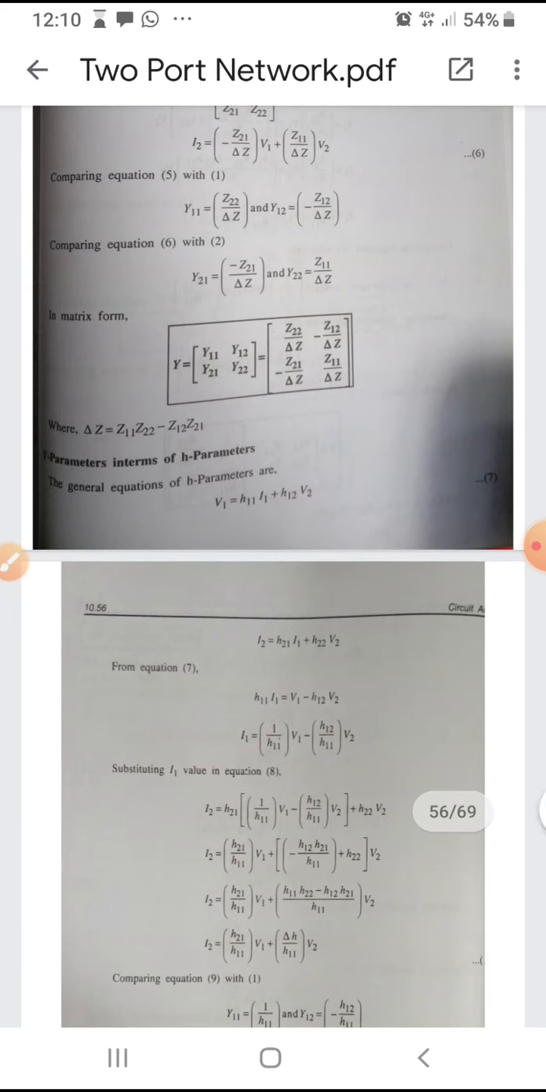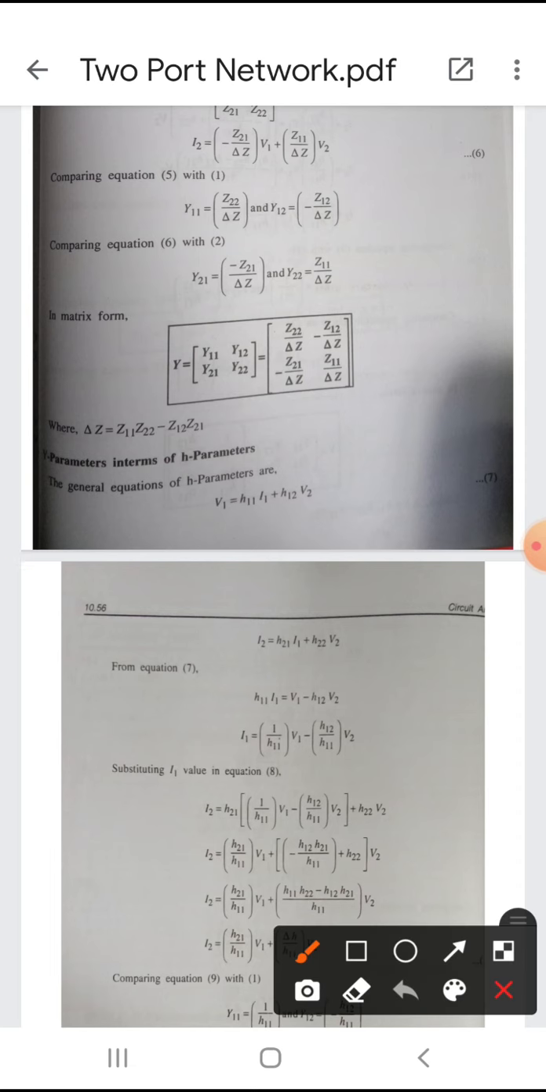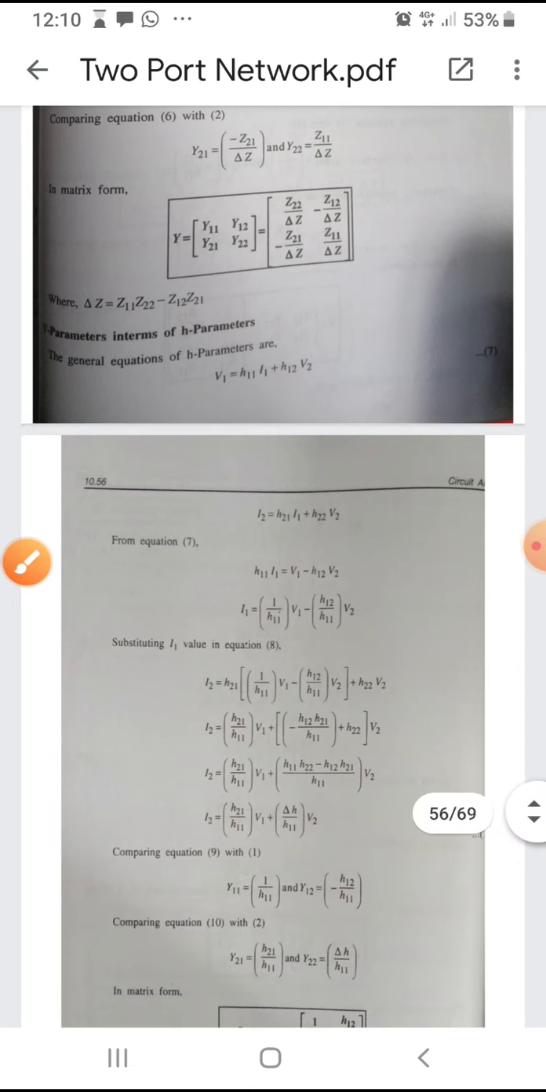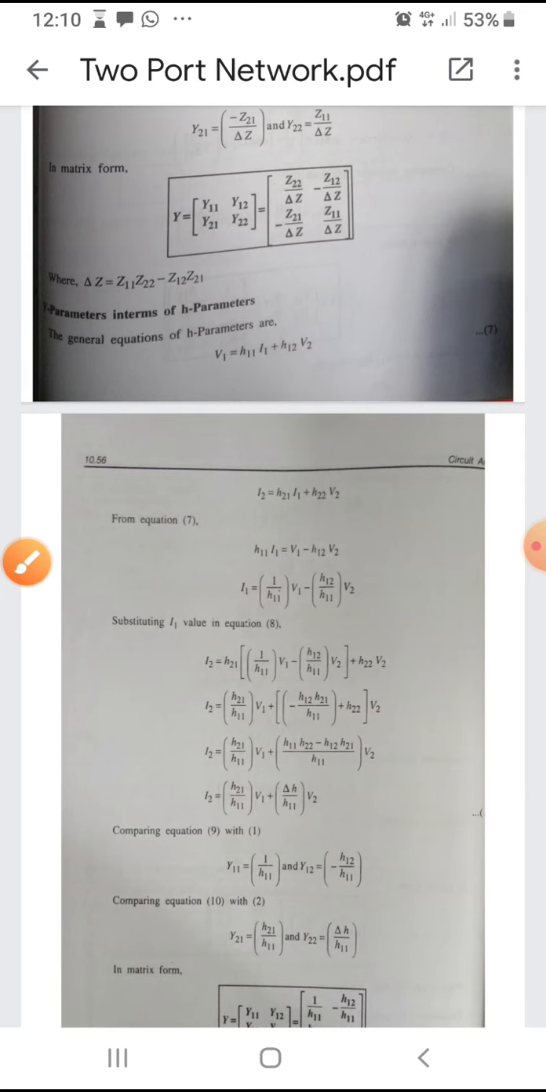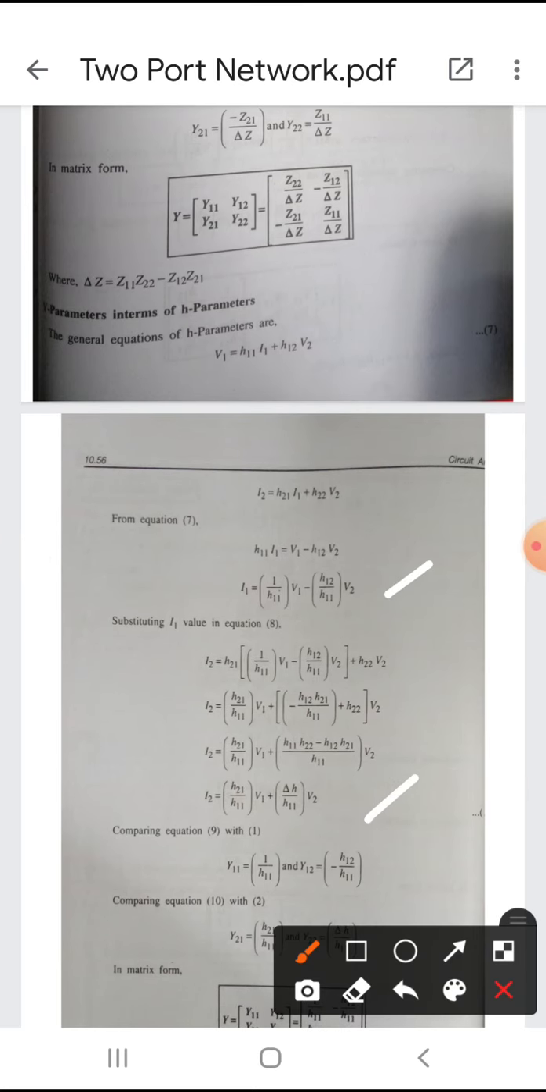Next is y parameter in terms of h parameter. So for that write the h parameter equation. Okay, h parameter equation, and now you want to find the value of i1 and i2.